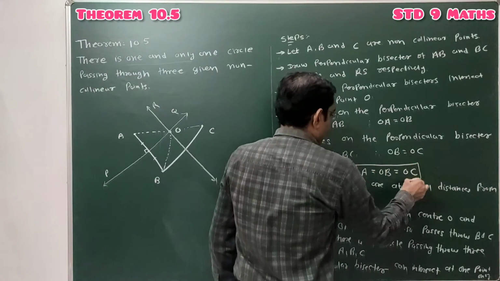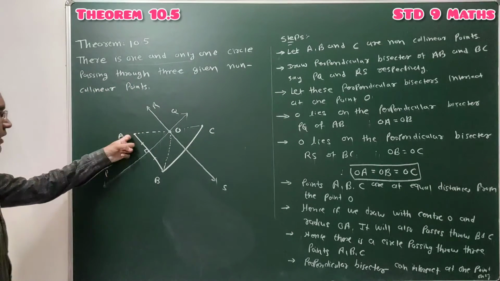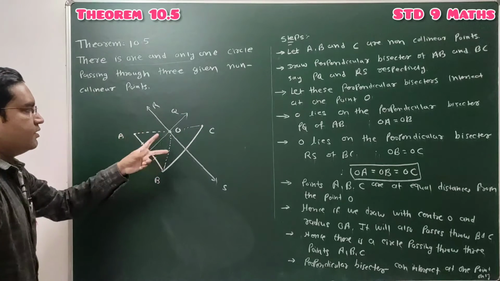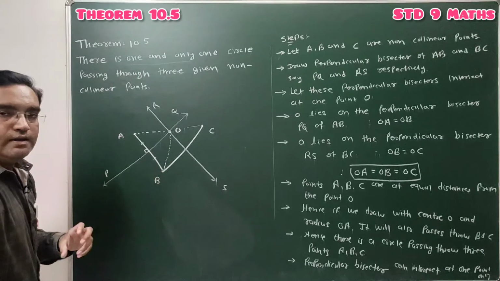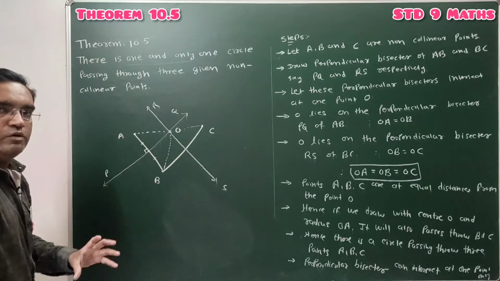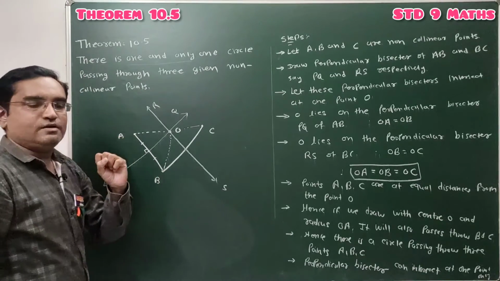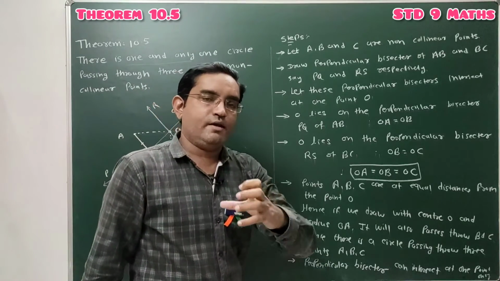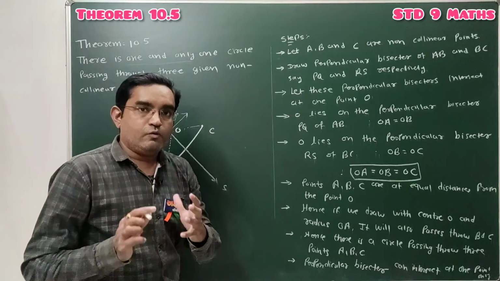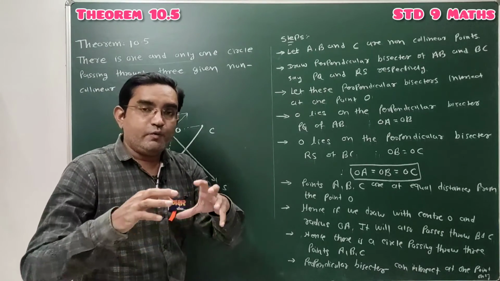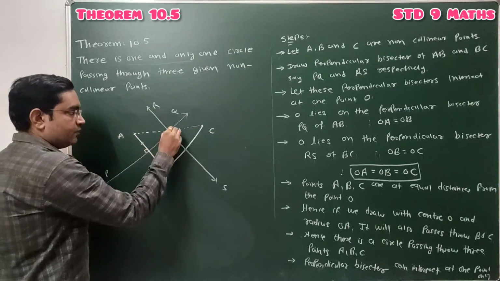OA, OB and OC, all these three distances are equal, and that means points A, B and C are at equidistance from this point O, or we can say these 3 points A, B, C are at equidistance from the fixed point O. That is somewhat similar to the definition of circle. Now what is the definition of circle? Circle is the collection of all the points in a plane which are at equidistance from the fixed point. So here these 3 points are at equidistance from this fixed point O.